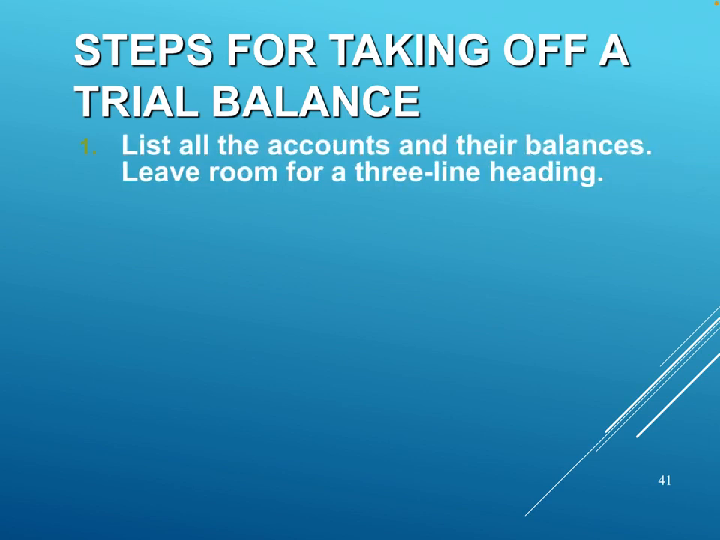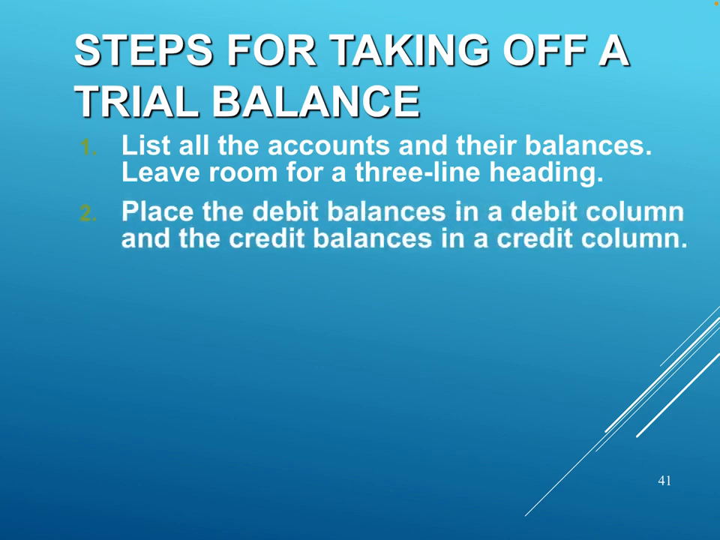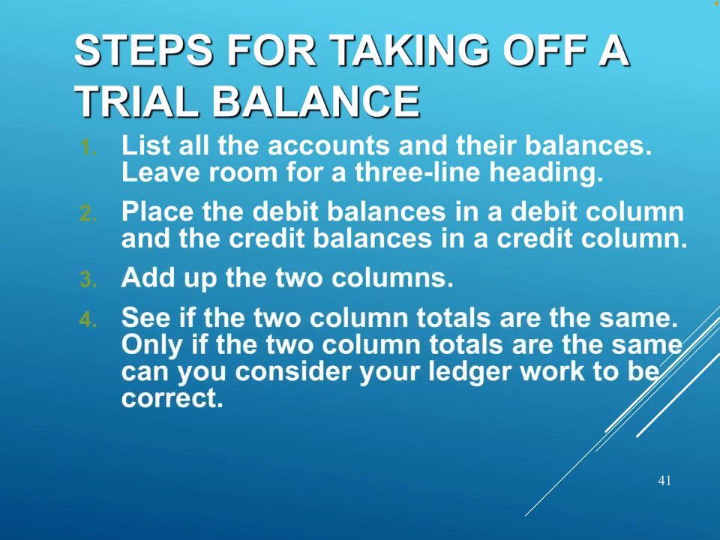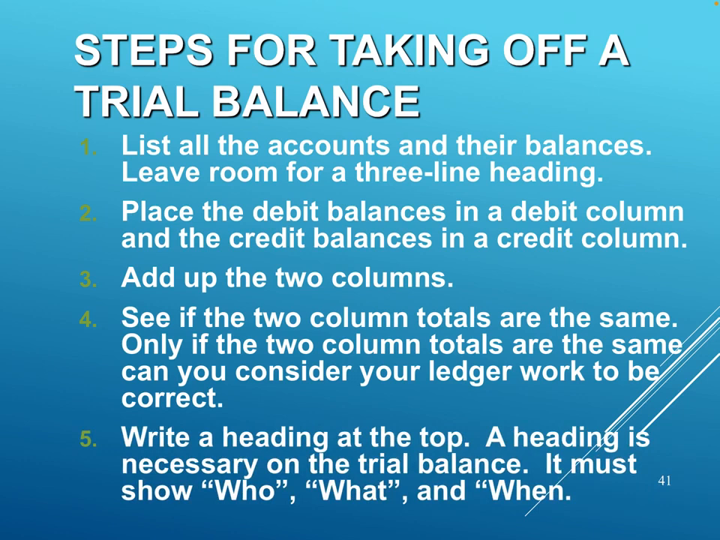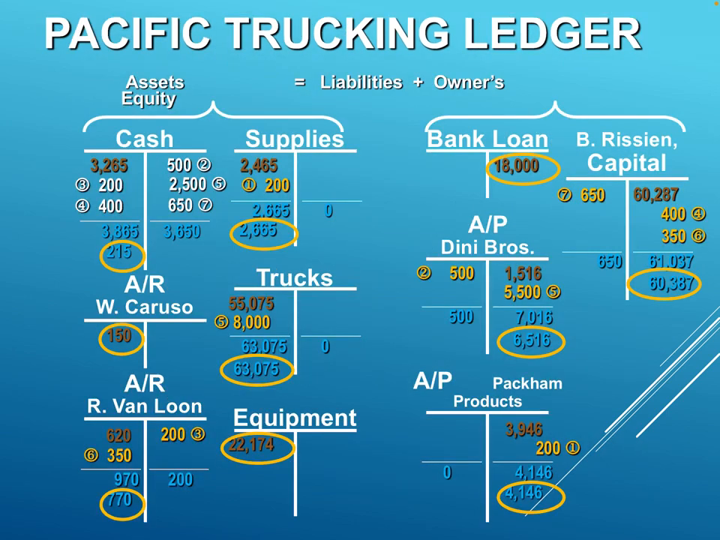So how do we take off a trial balance? First thing is you list all the accounts and their balances and leave room for the 3-line heading. Next, place the debit balances in debit columns, credit balances in credit columns. Add up the 2 columns and see that the 2 columns are the same. Only if the 2 column totals are the same can you consider your ledger work to be correct. Okay. Writing a heading at the top, a heading must be showing who, what, and when. That's like with any other financial statement.